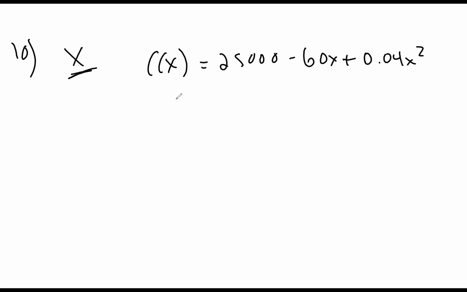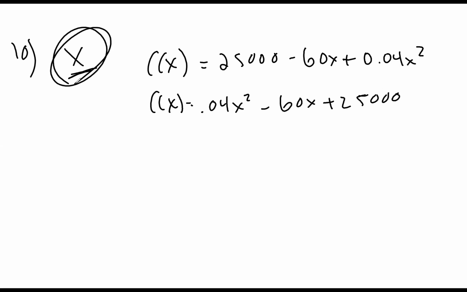So I'm going to rewrite this as C of X equals 0.04X squared minus 60X plus 25,000. All I need is the X value. From my formula, I know that the X value is found by doing the opposite of B over 2A. So this is my A, this is my B, this is my C.